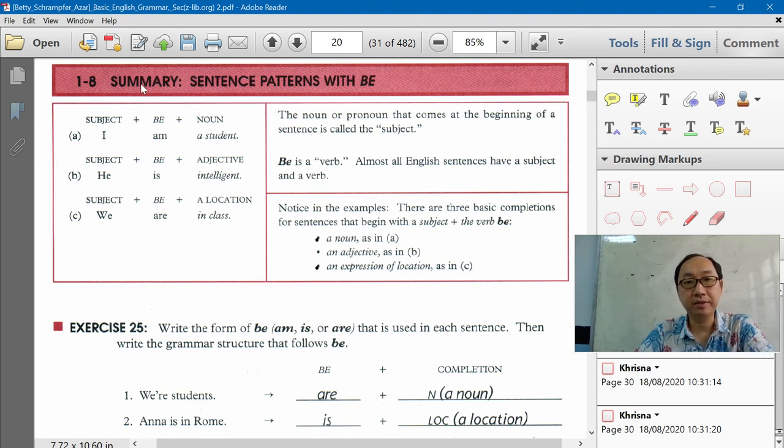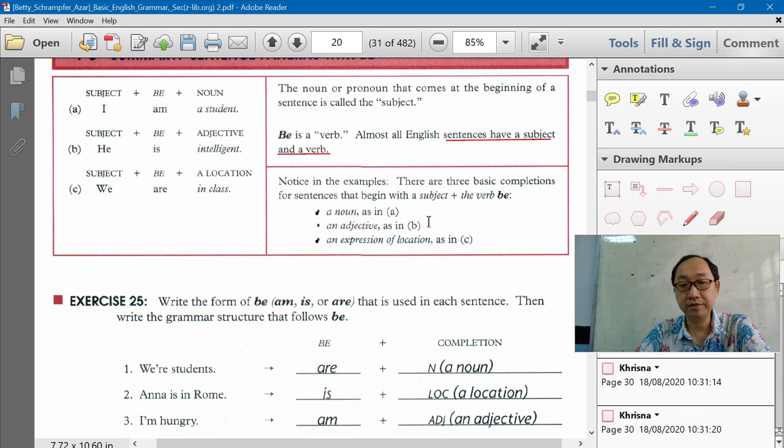Summary. Sentence: subject, be, noun; subject, be, adjective; subject, be, location. The beginning part of the sentence is called the subject. Almost all English sentences have a subject and a verb. So sentences have a subject, and sentences have a verb.